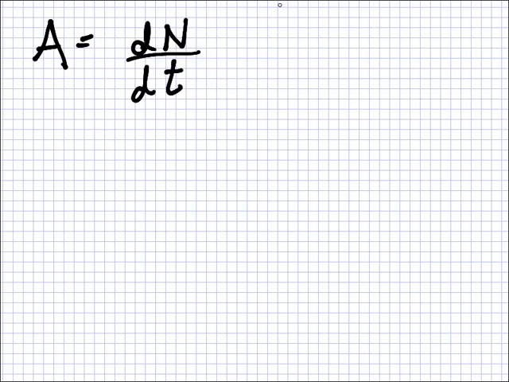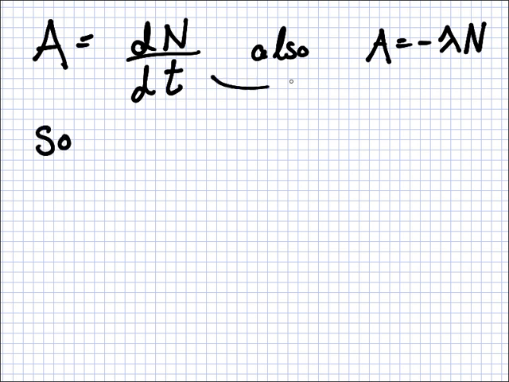Right, so you'll need to write this down. A equals dN/dt, and also A equals minus lambda N. So, if I sub that into that, I can get dN/dt equals minus lambda N.